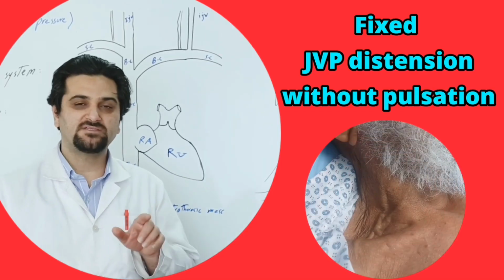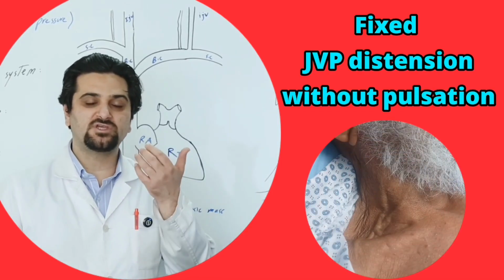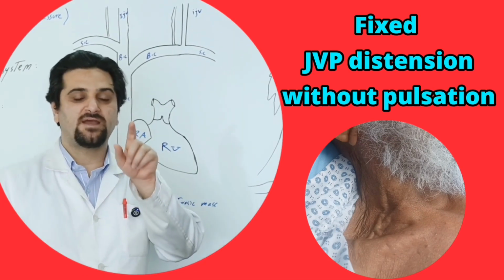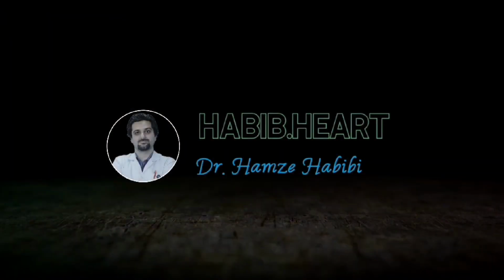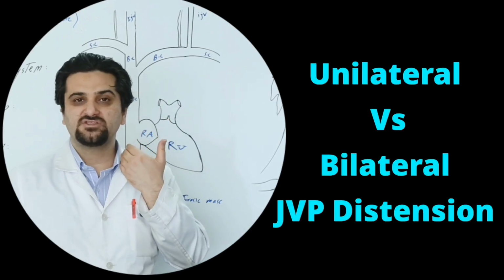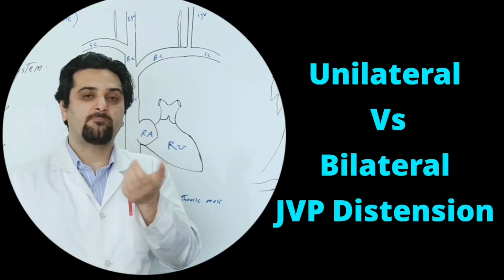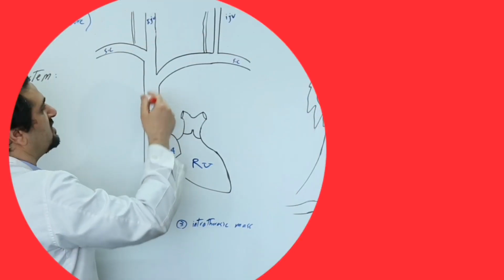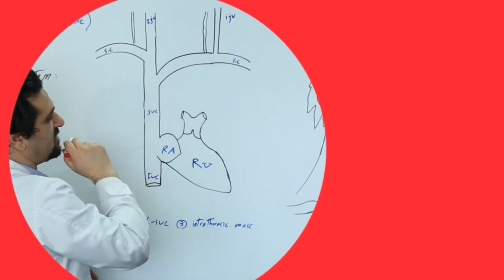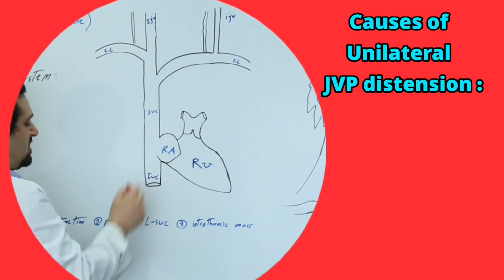What specific factors or underlying conditions can cause jugular venous pressure distension without any noticeable pulsation? This JVP distension can either be unilateral, which is usually seen on the left side, or bilateral. Patients who have unilateral JVP distension, there are three main reasons for this.